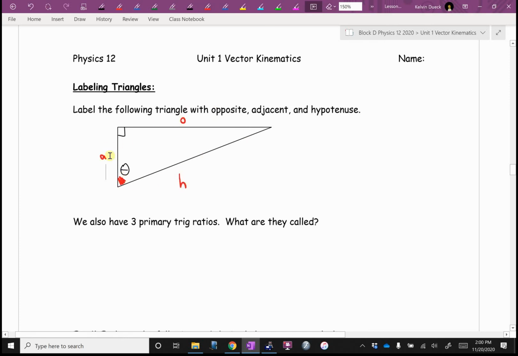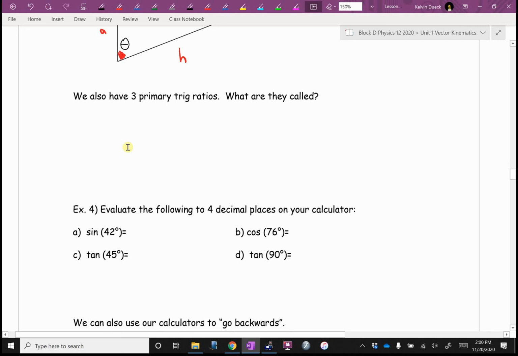We also have three primary trig ratios. What are they called? Sine, not sin. Sin is when you swear in my class. Cosine, abbreviated cos. And tangent, abbreviated tan. By the way, there's also three more trig ratios. There's cosecant, secant, and cotangent. They're the reciprocal of these three, and they come in handy later on, but you can survive just fine without them.